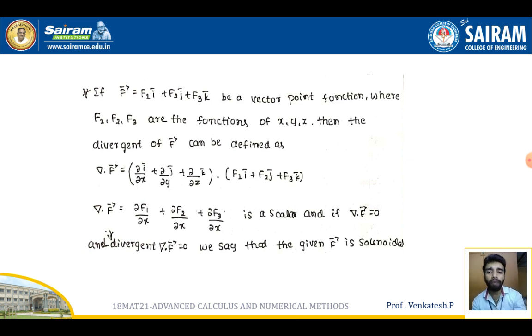And we have to note that if this del dot f is equal to 0, that is, the divergence of the function is 0, then we can say the vector point function f is a solenoidal vector. Okay, if del dot f is equal to 0, obviously we can say the vector f is a solenoidal vector.